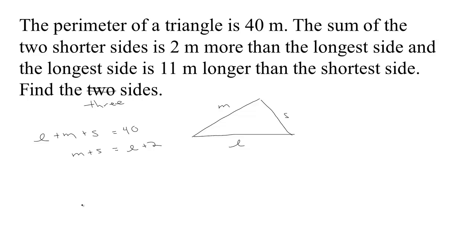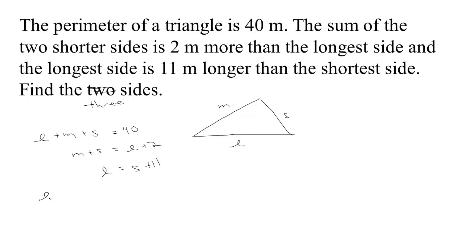And the longest side is 11 meters longer than the shortest side. So the longest side is the short side plus 11 meters. And this is a system of 3 equations in 3 unknowns. So we could solve it by using Gaussian elimination and back substitution.